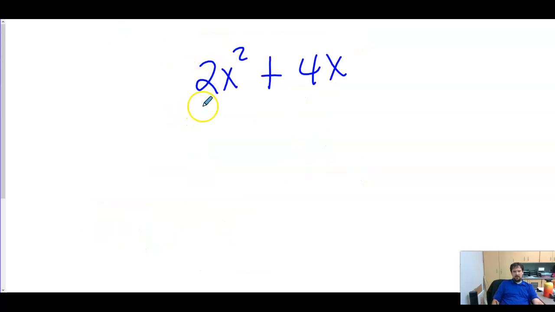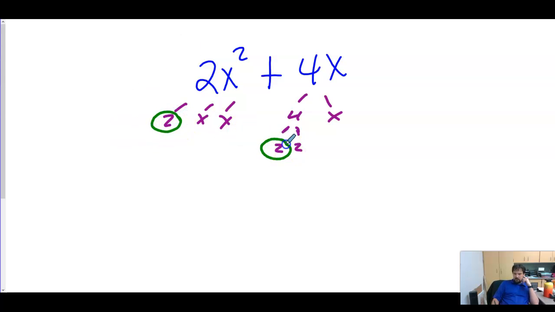Alright, so here, 2 and x. So we have 2 times x times x. Here we have 4 times x. And even more so, the 4 can be broken down to 2 times 2. Alright, so let's look for some dates. So this 2 is going to go on a date with this 2. Here they are over here on their date.